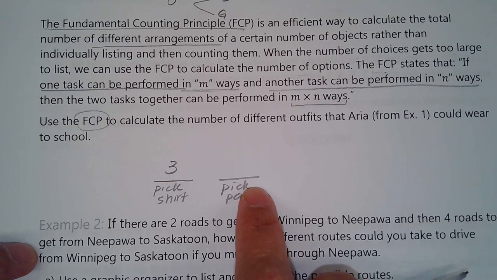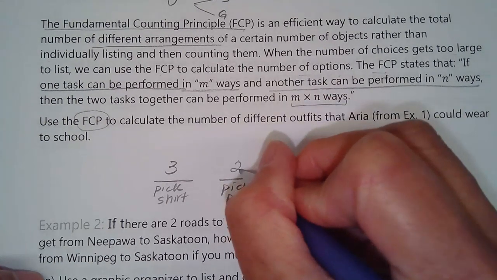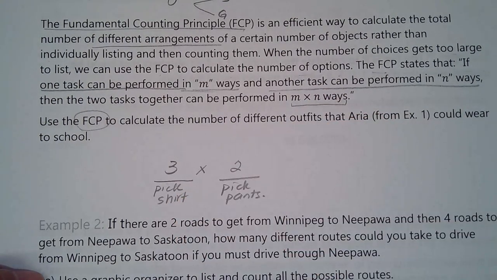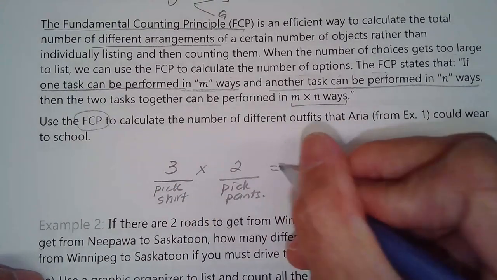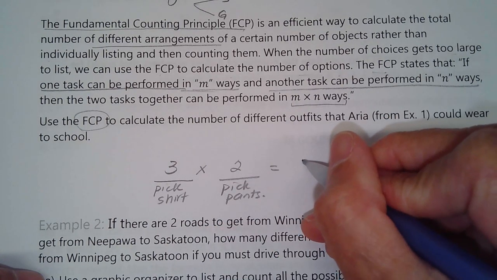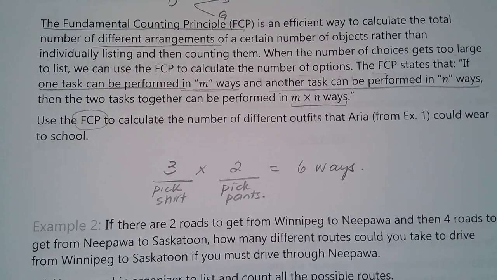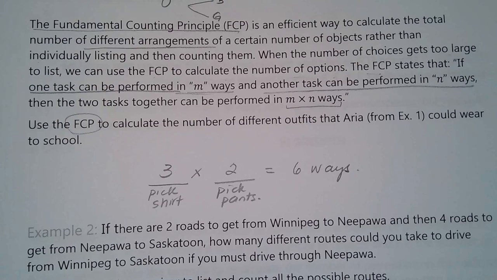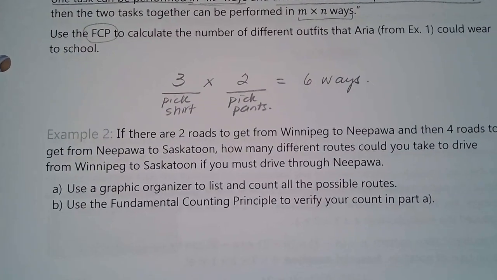And how many ways can she pick a pair of pants? Two, because you have either the green or the blue. So, to make these possibilities, you get 3 times 2, which is 6 ways. So 6 ways she can create an outfit. So that would be S equals 6. The number of samples, the number of ways together. Okay?